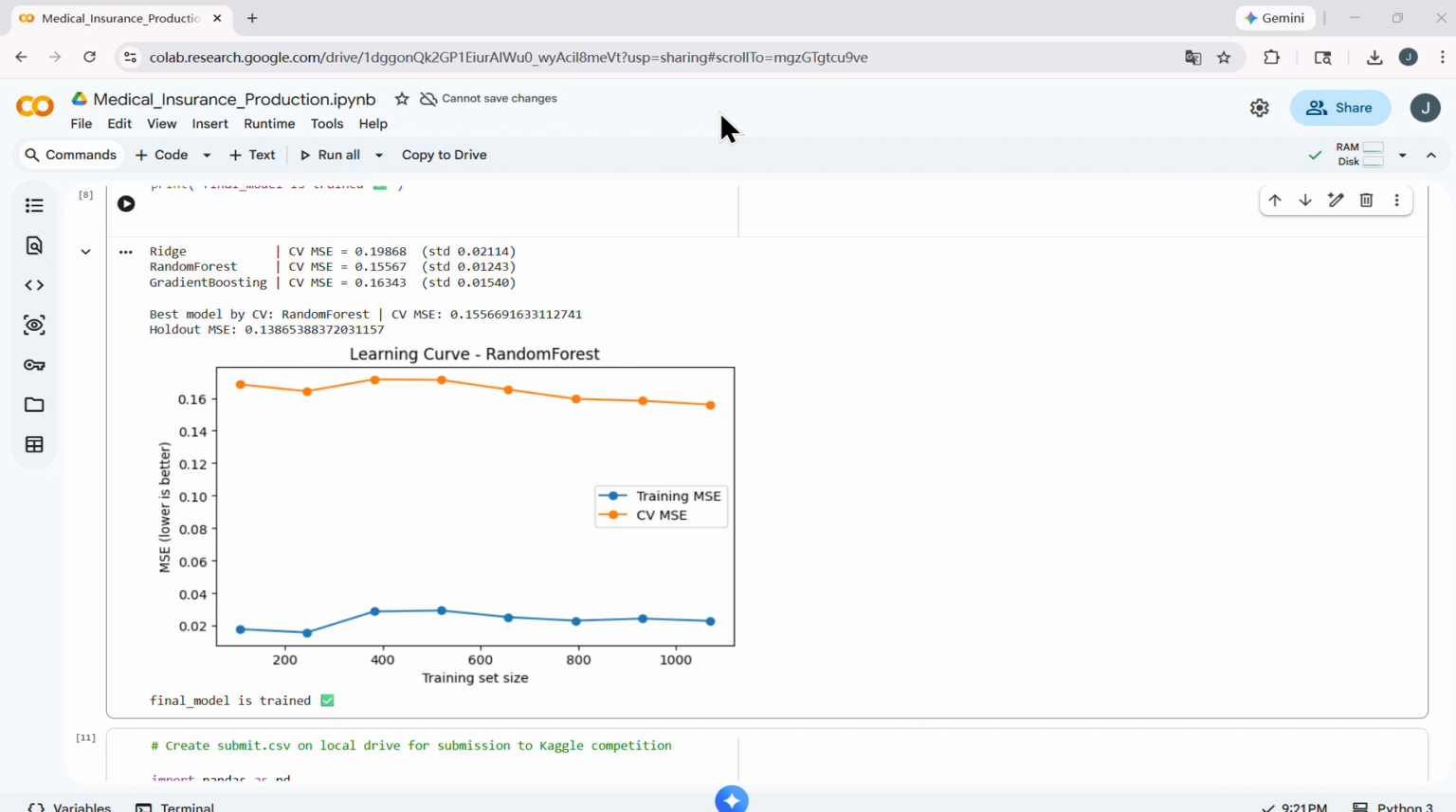The model exhibits low bias and moderate variance, but the generalization gap is stable rather than widening, which suggests that the model remains appropriately fitted within the current data regime.